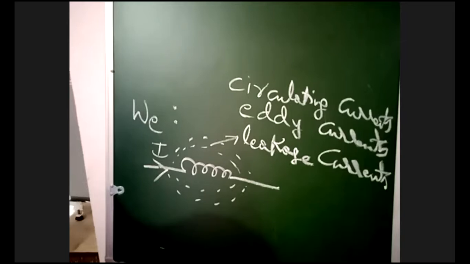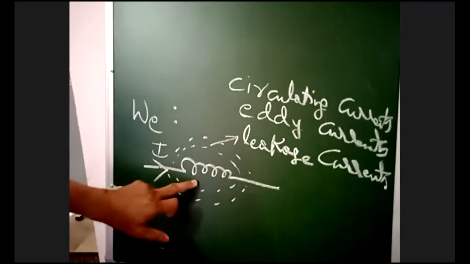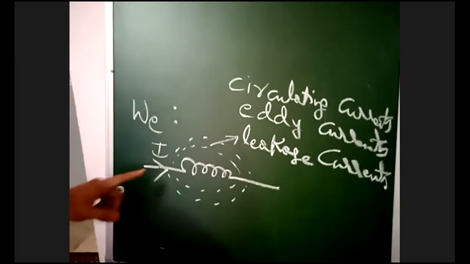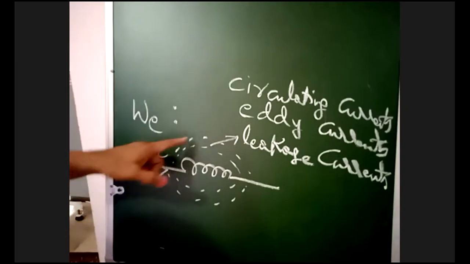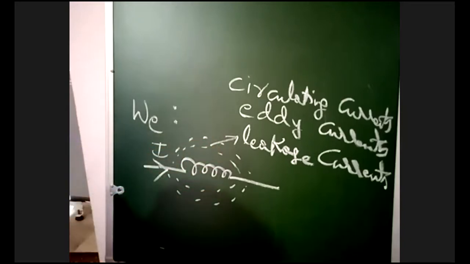Loss will occur in the iron piece, which is called eddy current loss. Is it clear now? See here, current is flowing in the coil, but loss is occurring in the iron piece. Due to these circulating currents, some loss will occur in the iron piece, which is called eddy current loss. That is about eddy current loss.